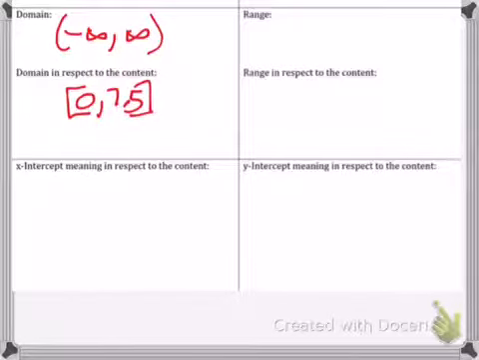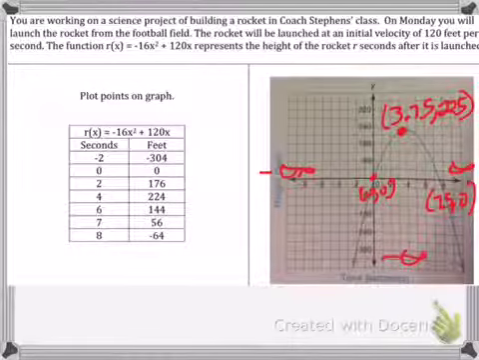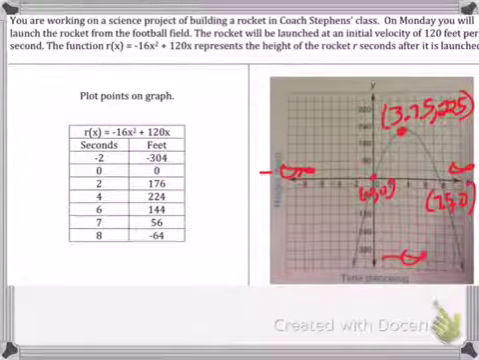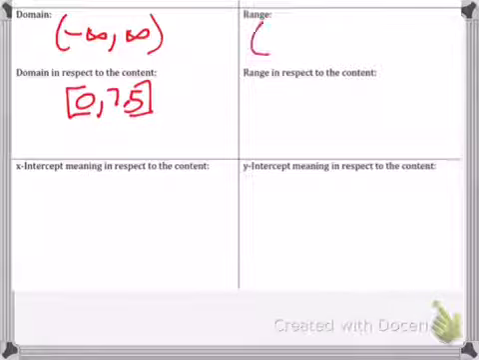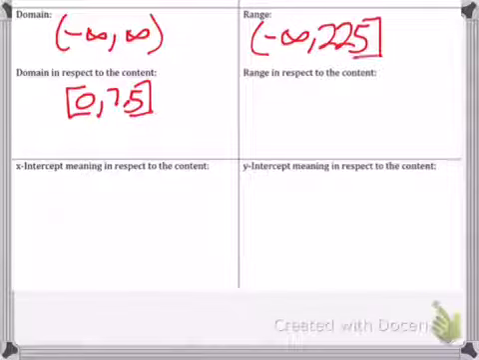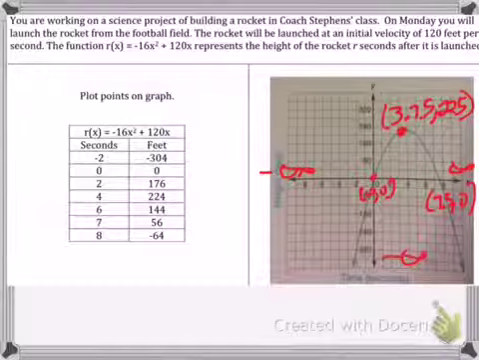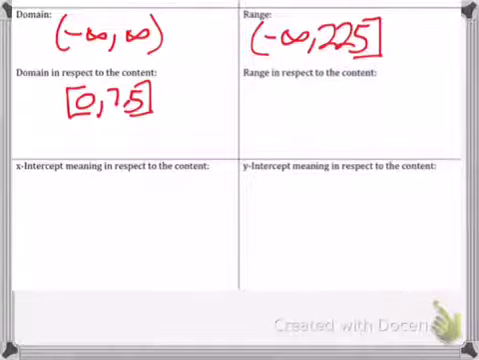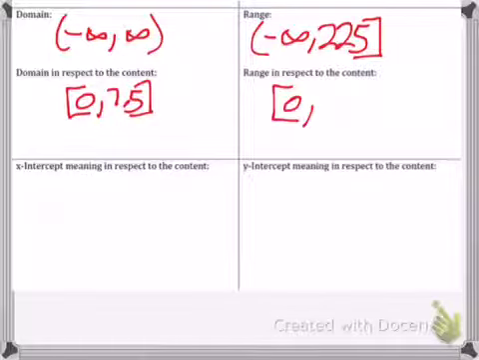Range from the graph. Look right here, it goes from negative infinity at the bottom all the way up to the top of our highest maximum point of 225. So it'll be negative infinity to 225. Range in respect to the context. Well, we know we're not going to go negative infinity down, so we look back here and our range is going to be from 0 up to 225.